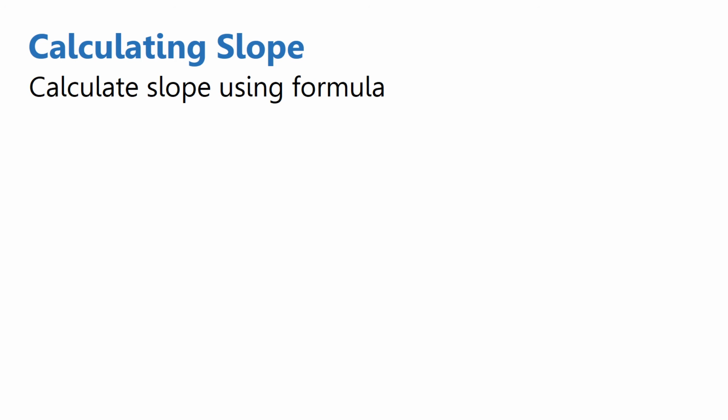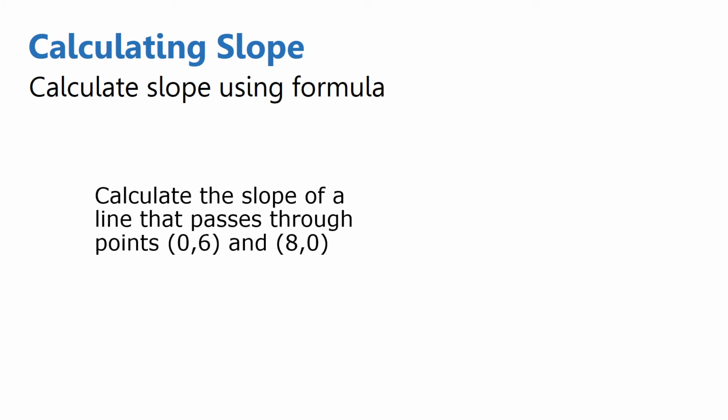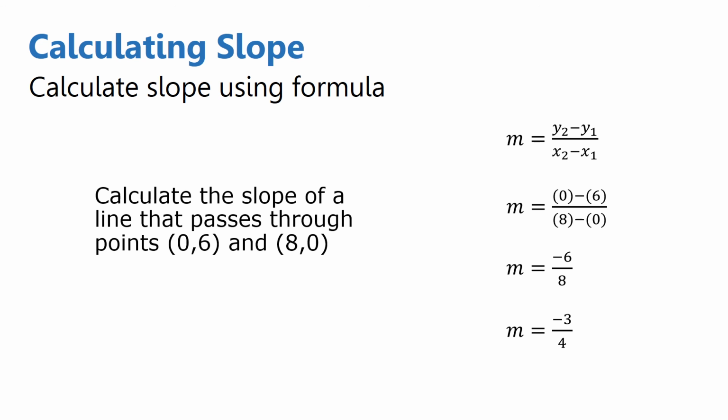Sometimes when calculating slope, you won't be given a graph. Instead, you'll be given a word problem. In this case, we see calculate the slope of a line that passes through points 0, 6, and 8, 0. With this information, we can use our slope formula and substitute in our numbers to solve for slope. In this case, our y2 would be 0, our y1 would be 6, our x2 would be 8, and our x1 would be 0. Do the math and reduce. We get a slope of negative 3/4.